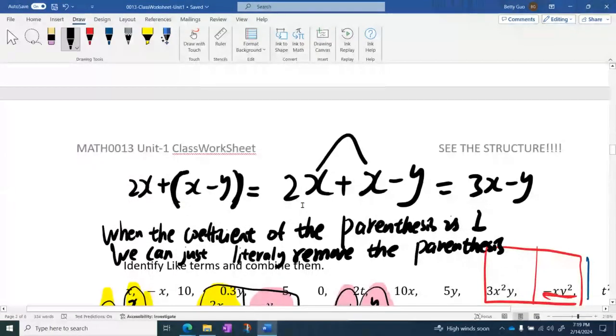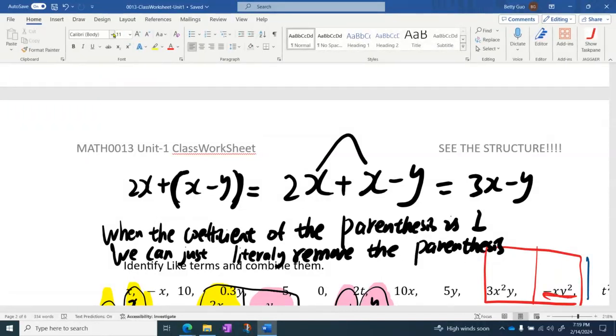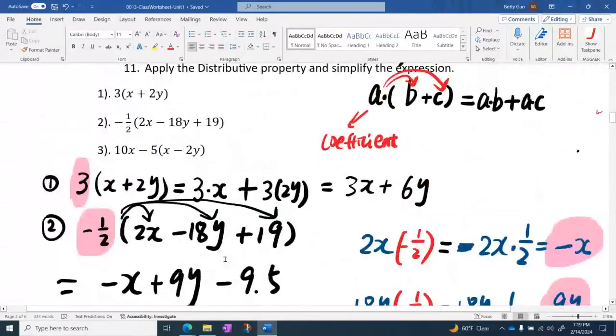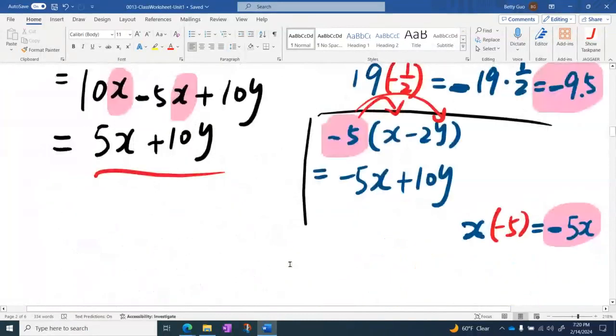Let me repeat it again. When we apply distributive property, when the coefficient of the parentheses is 1, we can simply just remove the parentheses. But that's the only case you can do so. Other cases, you cannot just remove the parentheses, okay? I had a student who, when I said remove the parentheses, just literally erased the parentheses, but you have to properly use the property.